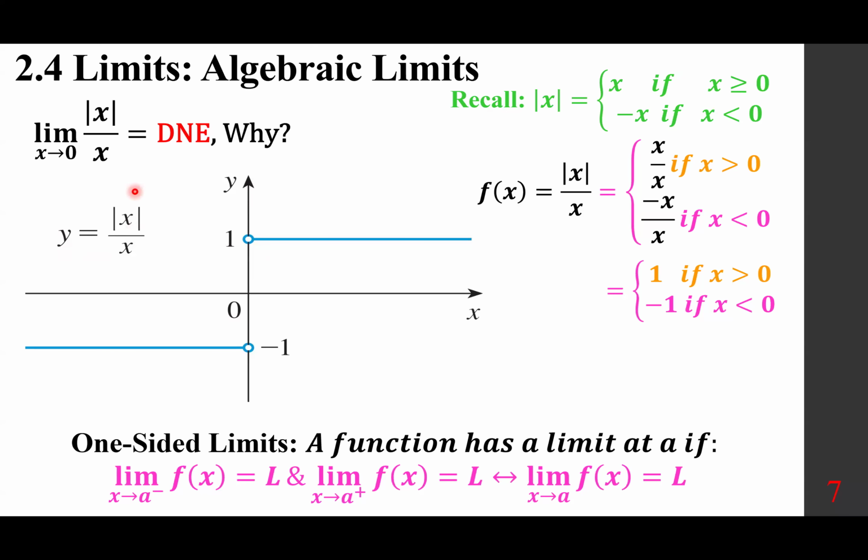So y or f of x equals absolute value of x over x. This is the line y equals 1, but it's a half line and the endpoint is not included. Again, we don't have the equality. This one is the line y equals negative 1. This is a half line and this endpoint is not included either.